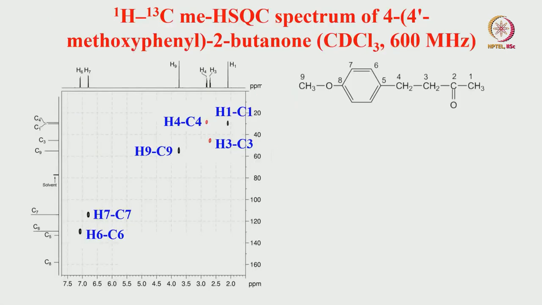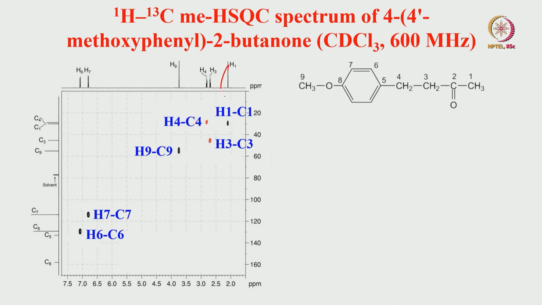To make it very clear, let us start with the multiplicity edited HSQC spectrum of this molecule. If you do multiplicity editing, you can see two of them are red in color, negative peaks. Obviously, they correspond to two CH2s. Each of them is a triplet, coupled between themselves, and there is no other long range coupling for them. There are different isolated spin systems in this molecule.